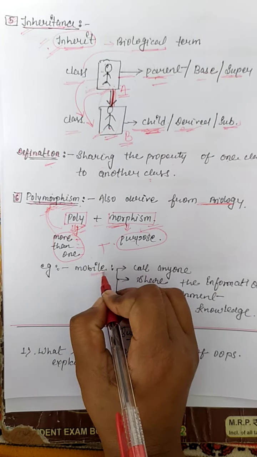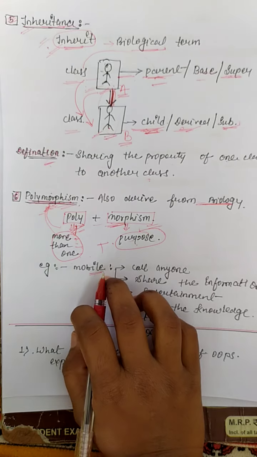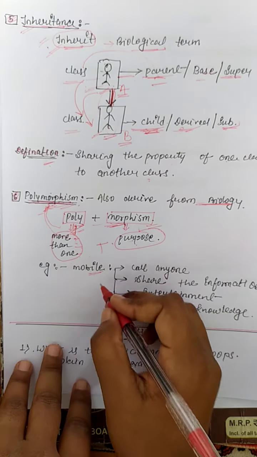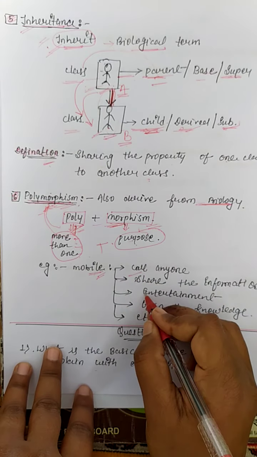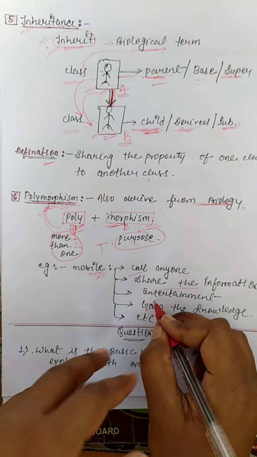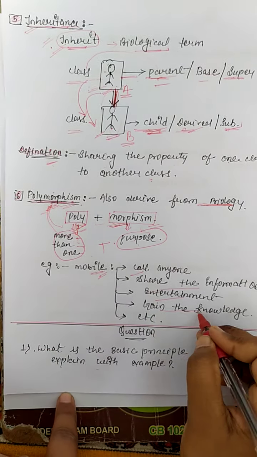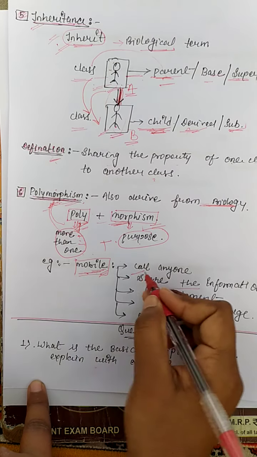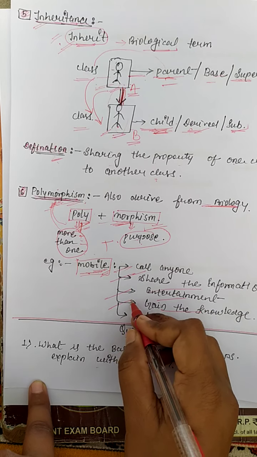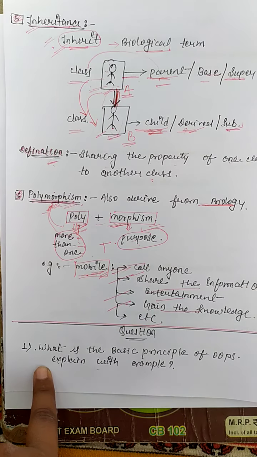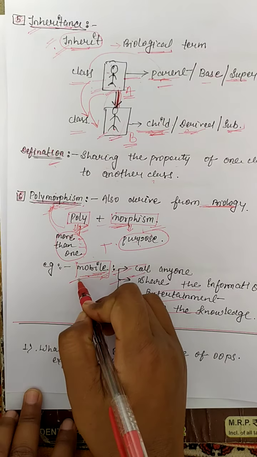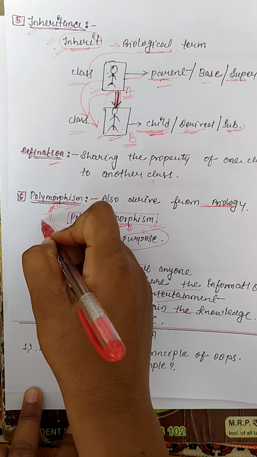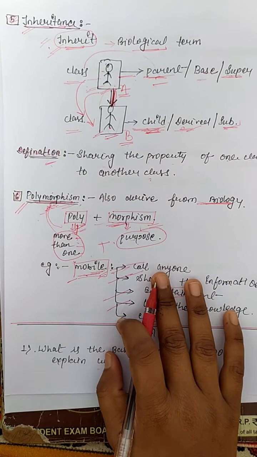Example: our mobile is the best example of polymorphism, because by using a mobile we call anyone and share information. It is also used for entertainment, gaining knowledge, etc. This is one mobile and we can use it for many purposes. So this is the best example of polymorphism. This is the last OOPS principle.